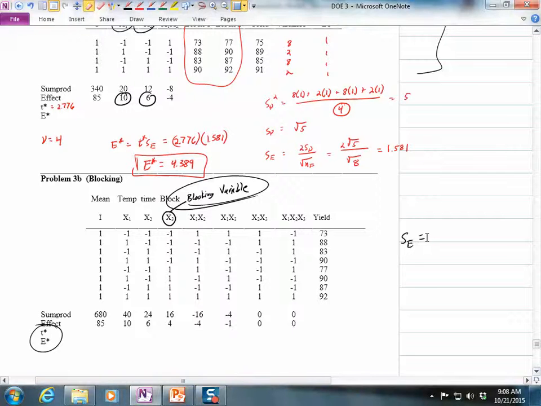Right. It's going to cost you degrees of freedom to introduce a blocking variable.